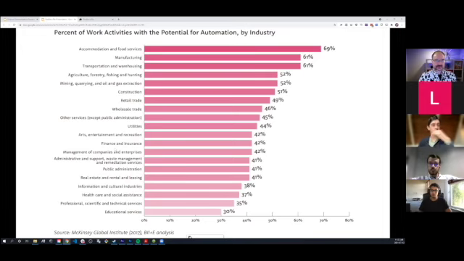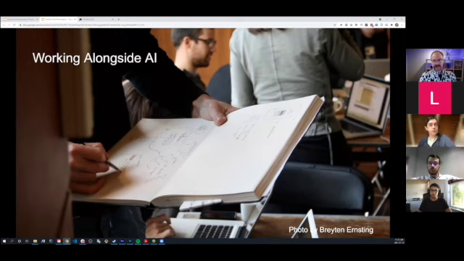So we're focusing on that area in our work, because we really believe that there's a future coming where everybody is going to have to work alongside AI. This isn't just about job loss. This is everything transforming.